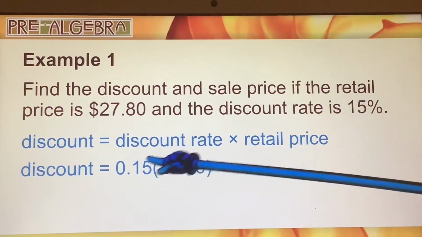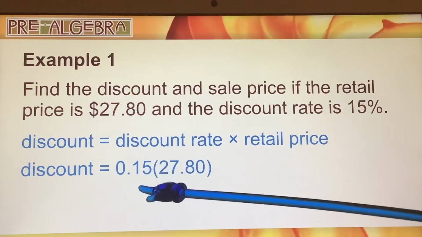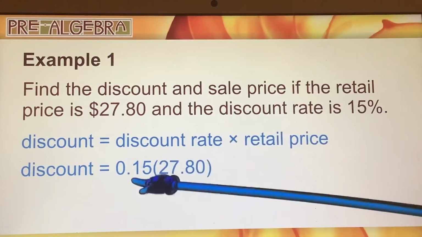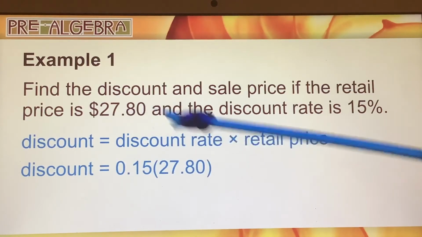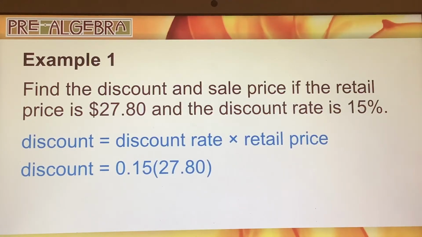So here in this case, we have the discount is equal to 15% or 0.15, times $27.80. You multiply those together, and you'll get a discount of $4.17. Now, that's the discount.